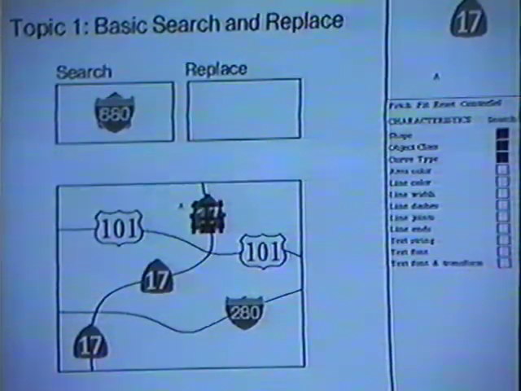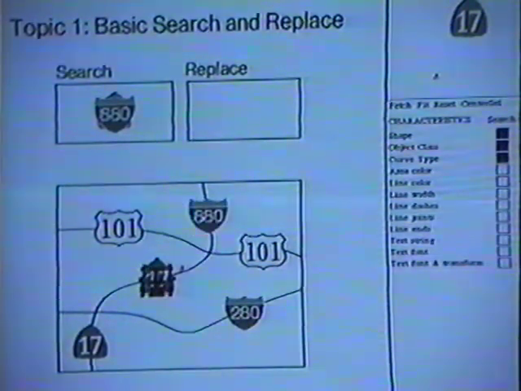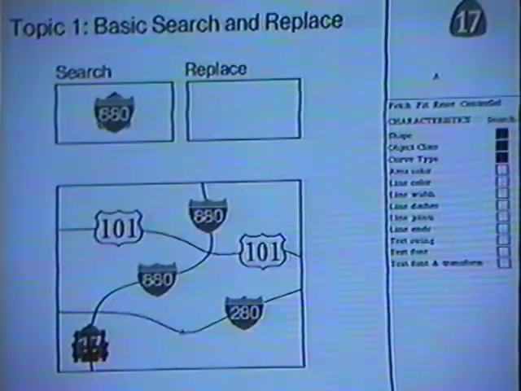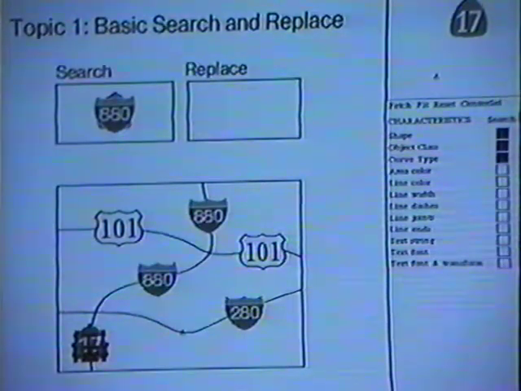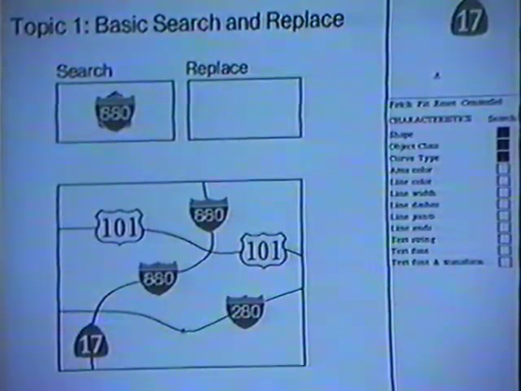The MatchTool finds the first Highway 17 sign, and if I click the Yes button, it replaces the 17 sign with an 880 sign. I will click Yes again, and the second sign is replaced. Since Highway 17 has only been renamed north of 280, I will now click the No button, and we are done.